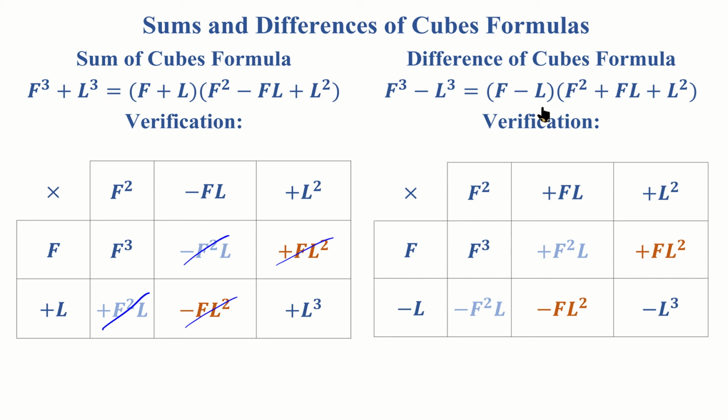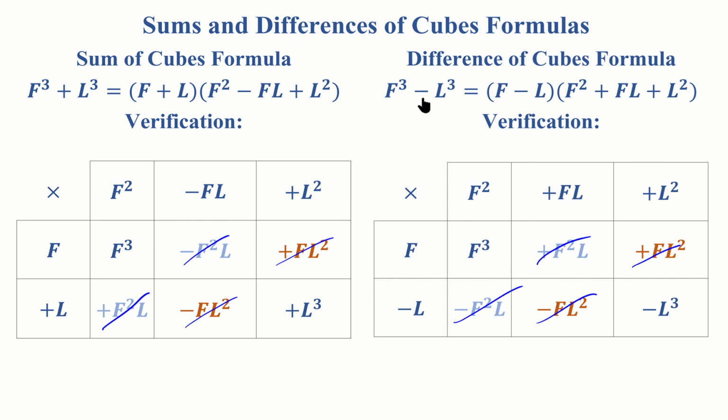Okay, same here. We multiply f minus L by f squared plus fL plus L squared, so we get f cubed plus f squared L plus fL squared minus f squared L minus fL squared minus L cubed. Again, the terms in blue are like terms and opposites, as are the terms in red, or maroon, whatever that looks like to you. So we also end up with f cubed minus L cubed as we stated here.